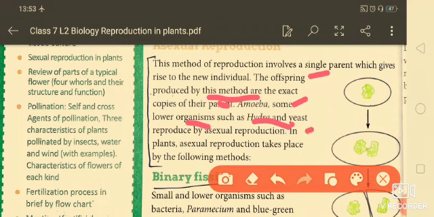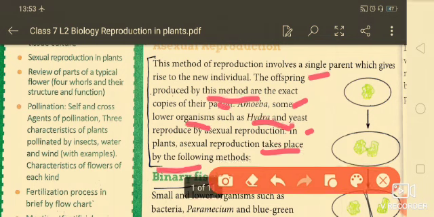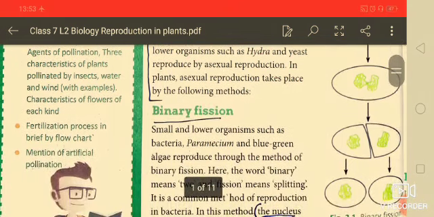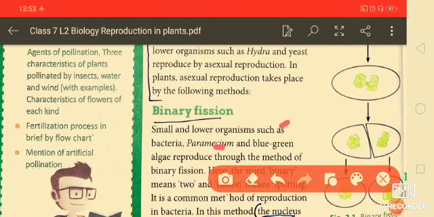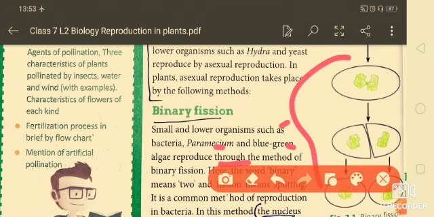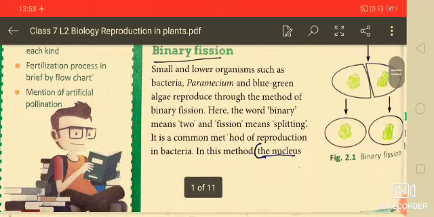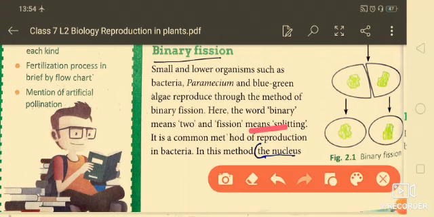In plants, asexual reproduction takes place by the following methods. Here you are seeing binary fission, students. Small organisms like paramecium and blue-green algae produce through binary fission. And what will happen there? Actually, here the word binary means two and fission means splitting. This mode of reproduction is found in bacteria.